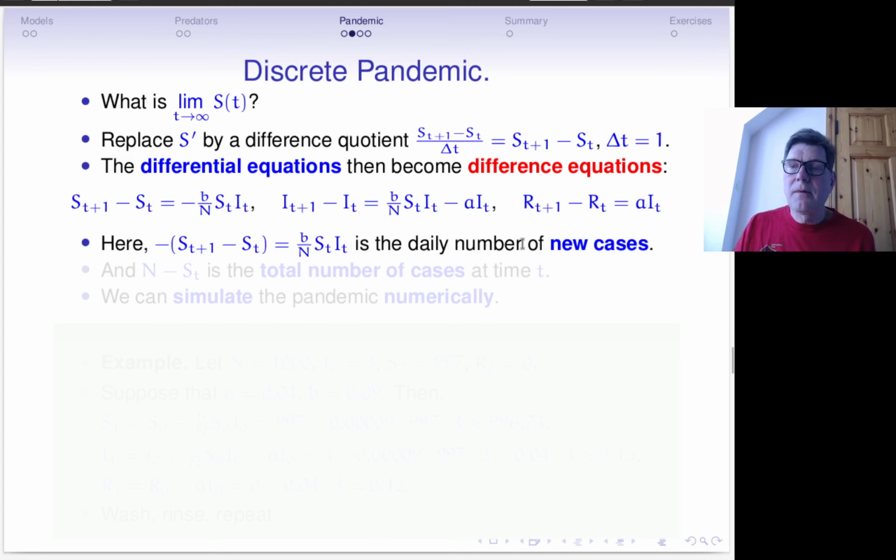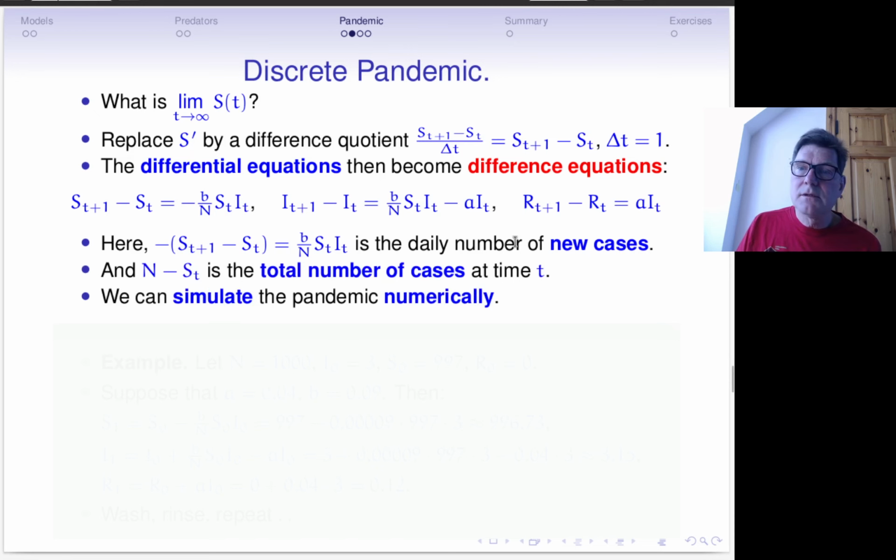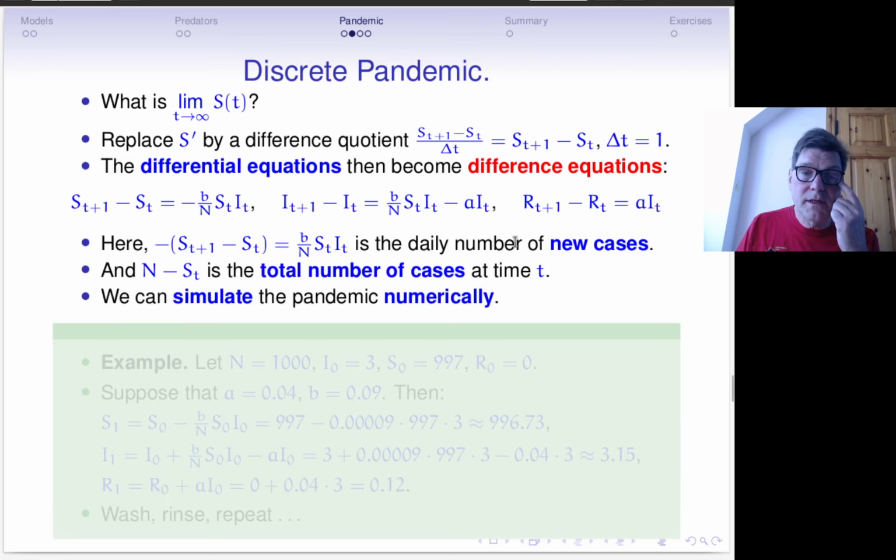So this is the newly recovered people: A times yesterday's value of the number of infected people. This is formulated in terms of susceptible, but then the negative of this daily change in numbers is the daily number of new cases. And on the basis of these formulas, we can simulate this process numerically.